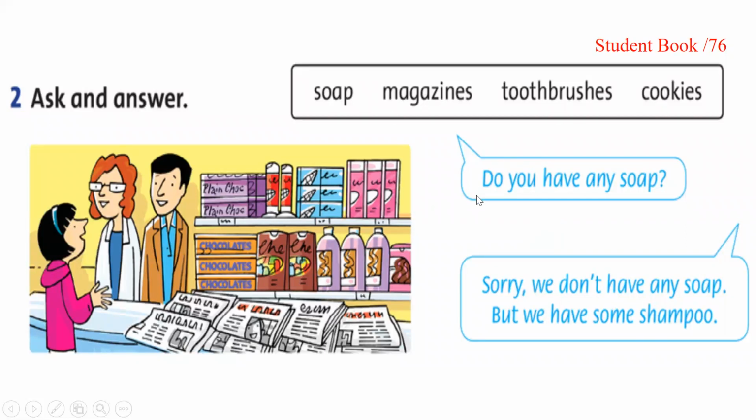Use these ones to make a sentence. Soap. Do you have any soap? Sorry, we don't have any soap, but we have some shampoo. Another one, magazine. Do you have any magazines? Sorry, we don't have any magazines, but we have some newspapers. Very good. How about toothbrush? Toothbrushes. Do you have any toothbrushes? Sorry, we don't have any toothbrushes, but we have some toothpaste.